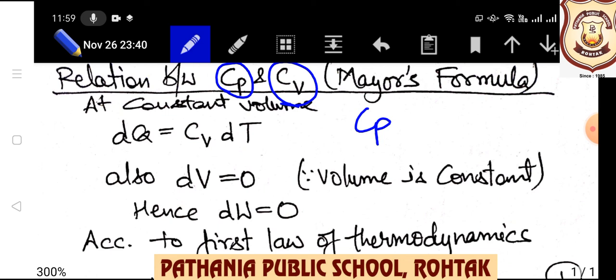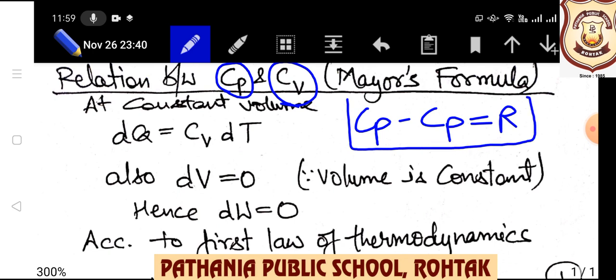Now as both the gases have the same change in temperature, the same rise in temperature, their change in internal energy must be the same. So du must be equal to du dash. Comparing equation 1 and 2, Cv dt is equal to Cp dt minus pdv. So Cp dt minus pdv is equal to Cv dt. Taking dt common, Cp minus Cv, and we can write pdv on the right hand side and Cv dt on the left hand side.